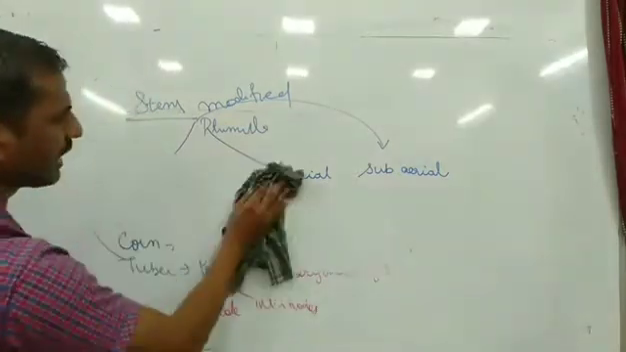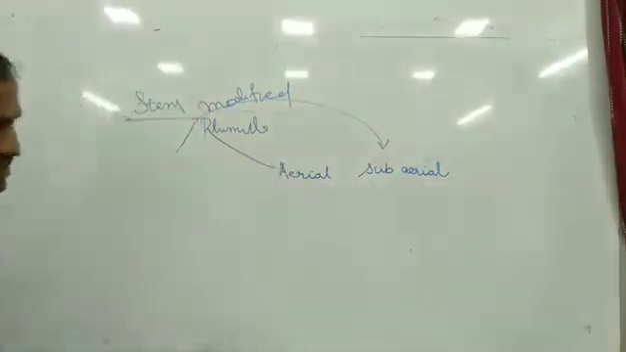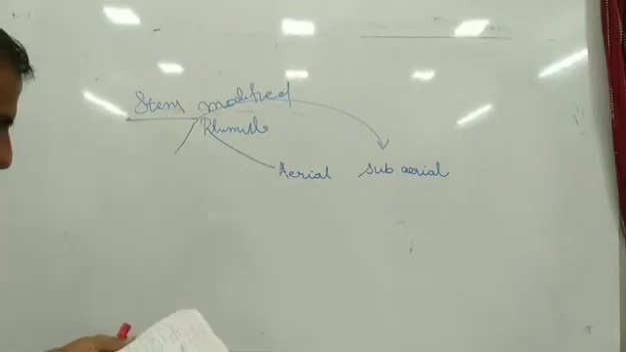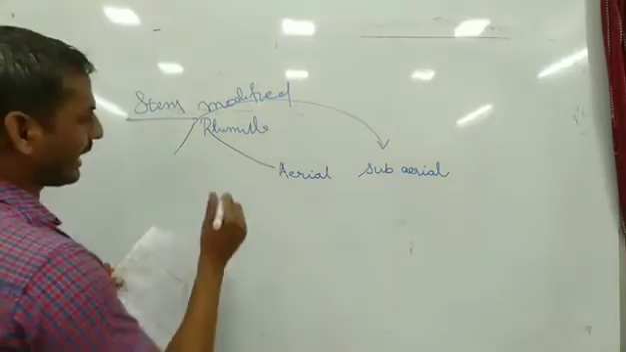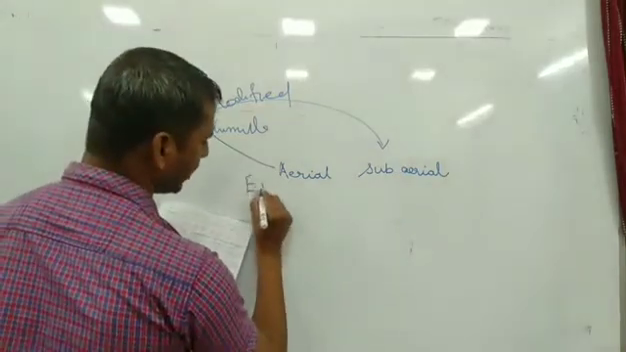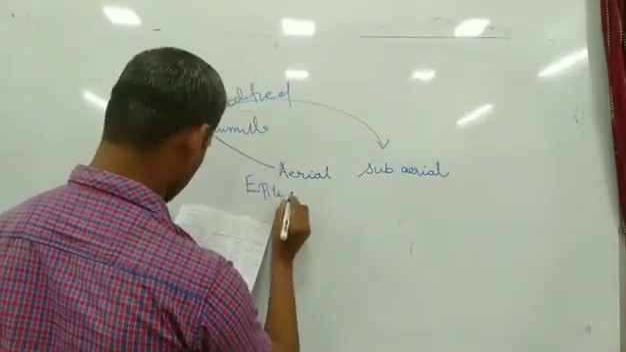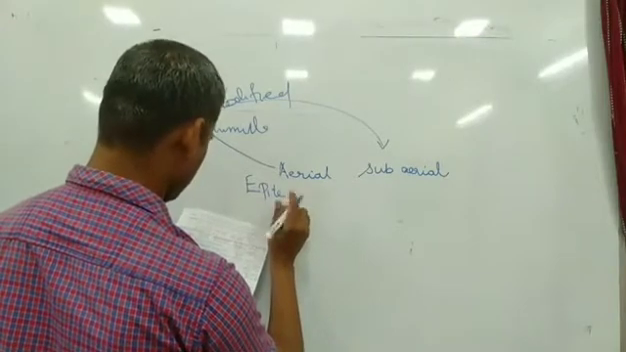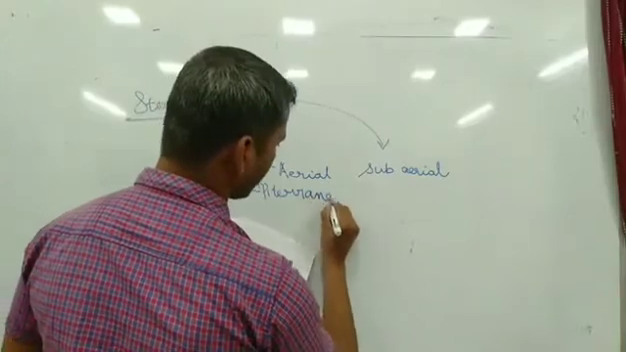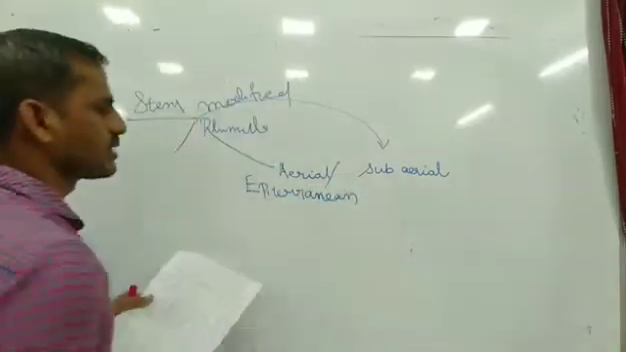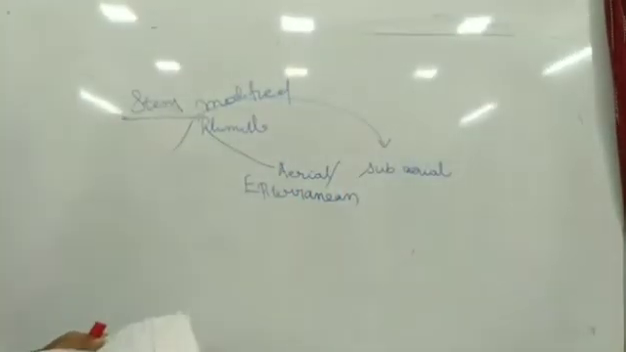Next, we move to aerial stems. What are the aerial stems we are going to see? Another name we call it is epiterranean. Aerial and epiterranean are the same.